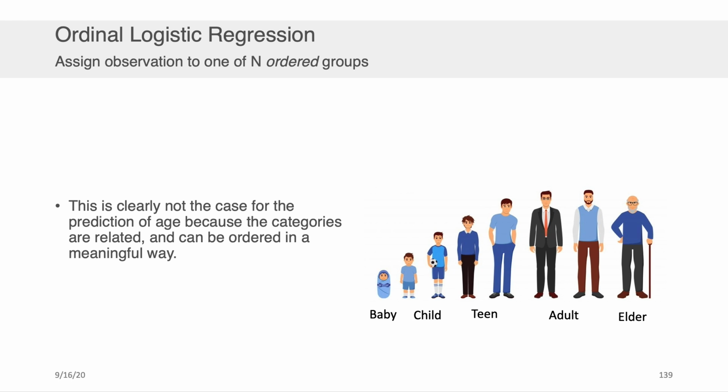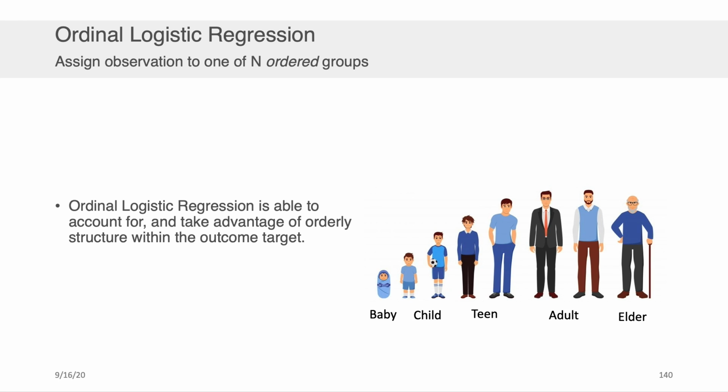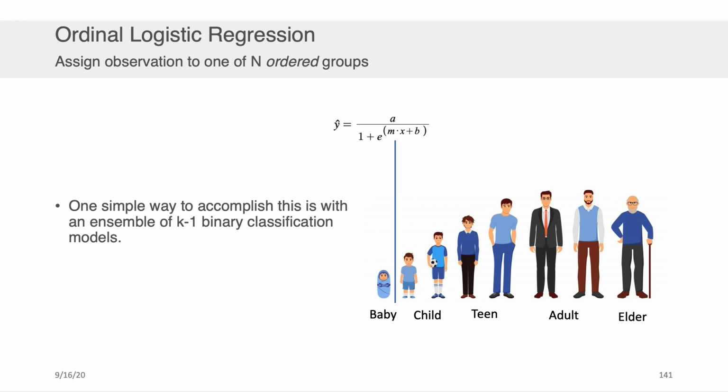So anytime there is a meaningful way to order the classes, that's when you use ordinal logistic regression. And ordinal classification doesn't have to just exist for logistic regression. It can actually be used in any classification paradigm. And what an ordinal regression in this case can account for and take advantage of is the orderly structure within the outcome target. So how does it work? Well, one of the very simple approaches to accomplish this is to train an ensemble of k-1 binary classification models, where k describes the total number of classes. That's, in this case, 5, because there's baby, there's children, there's teens, there's adults, and there's elders.